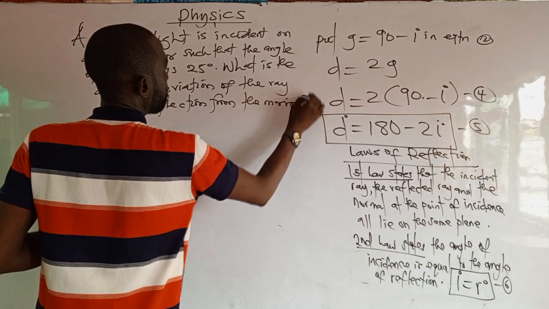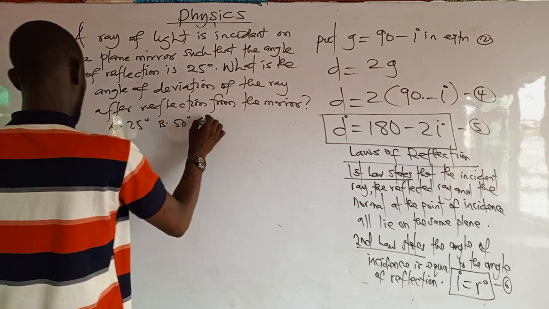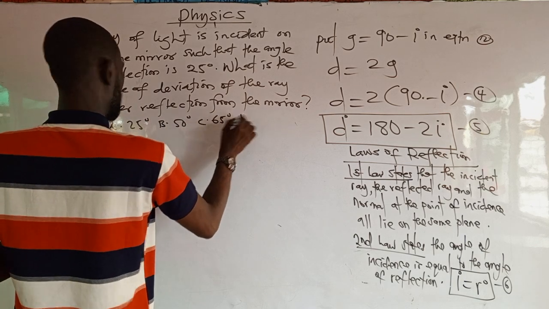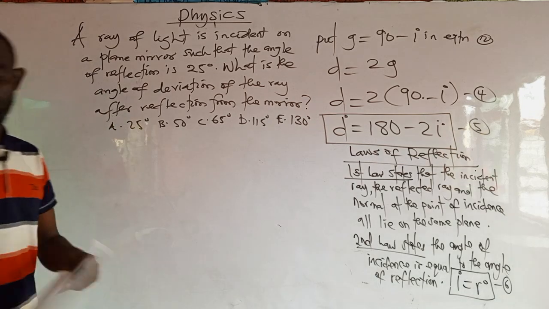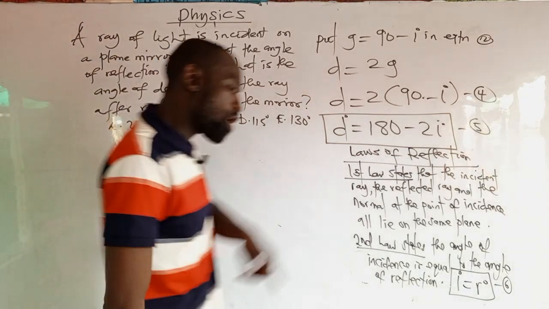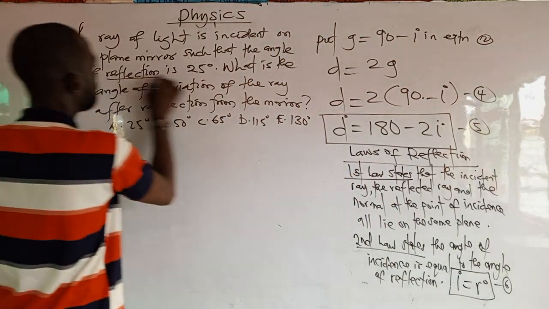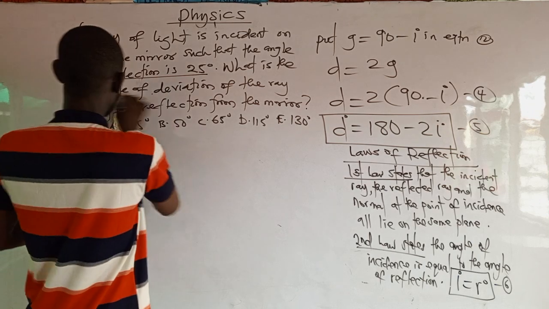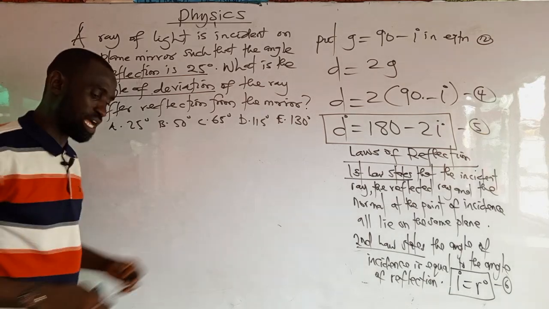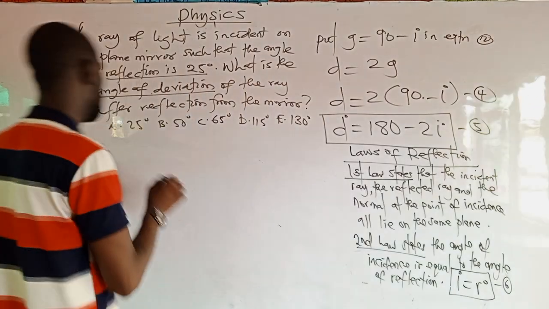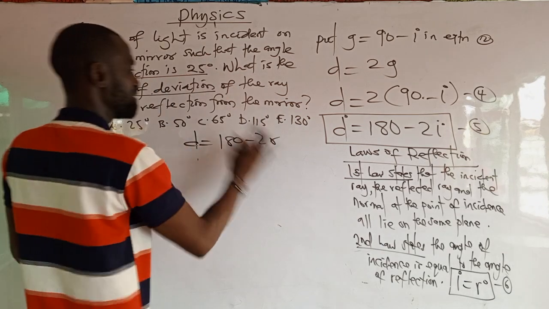So this is the question. We have options A, 25 degrees, B, 50 degrees, C, 65 degrees, D, 115 degrees, E, 130 degrees. Now, what is the formula that connects angle of deviation with angle of reflection? In the question, we are given the angle of reflection and we have to find the angle of deviation. So I will look for the formula that connects them. We have D equals 180 minus 2R. It's as simple as that.